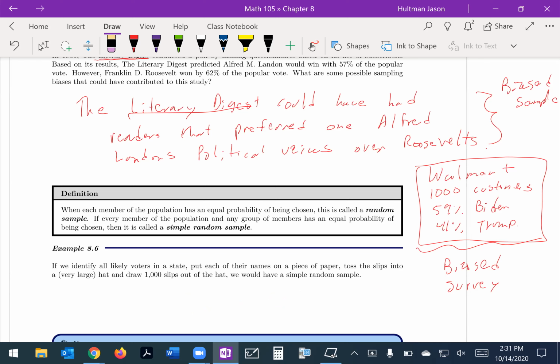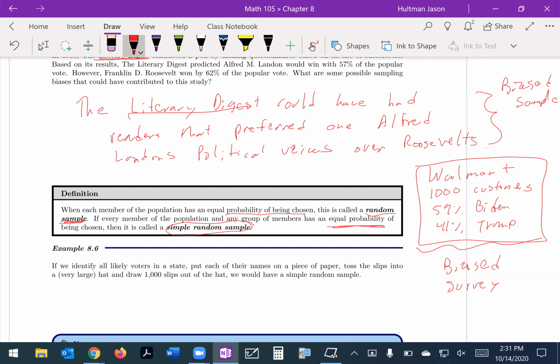Okay, so when each member of the population has equal probability of being chosen, this is called a random sample. Great segue, Paula. That was great. If every member of the population in any group of members has an equal probability of being chosen, then it is called a simple random sample.